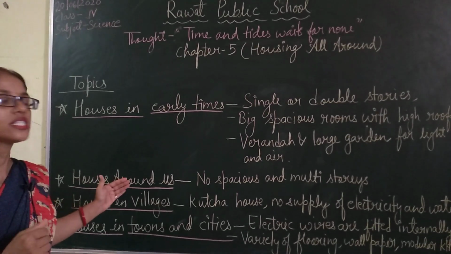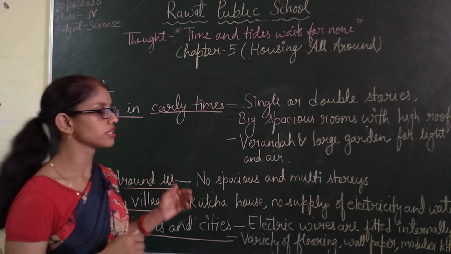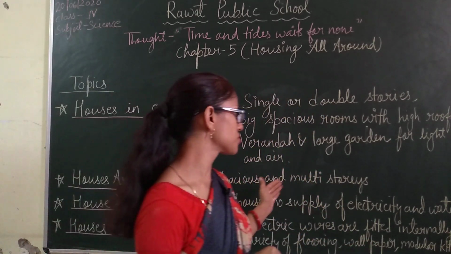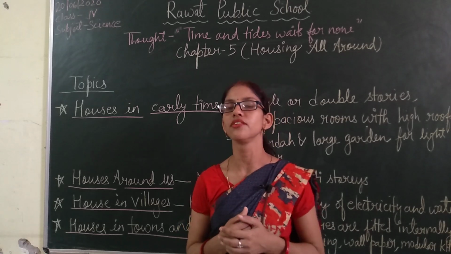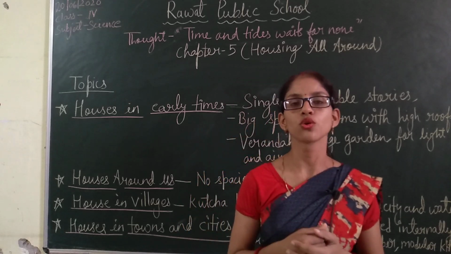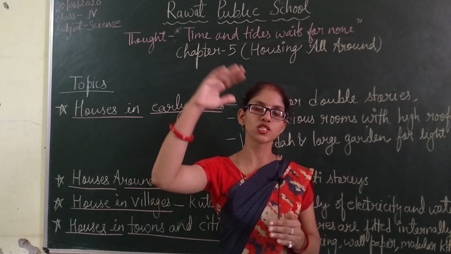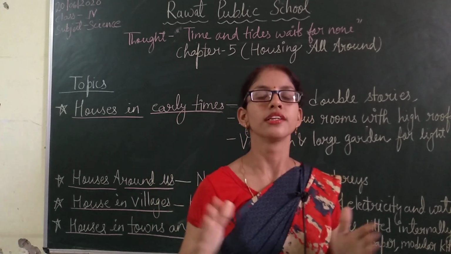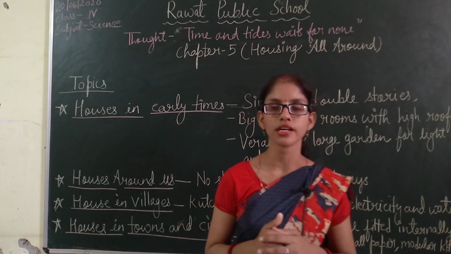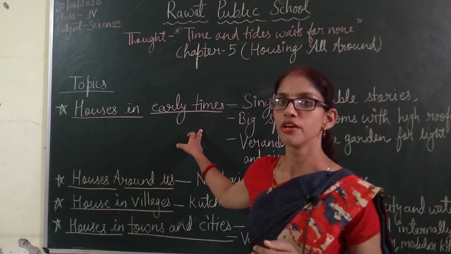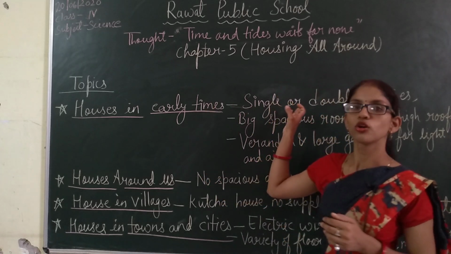So houses around us. If we see around us, the houses are not spacious and are multi-storied. For example, we are living in Jaipur, you too. If you see the houses here, the houses are multi-storied and there is no space. The rooms are very small. They are not as big as those found in earlier times, whereas those were single or double storied.